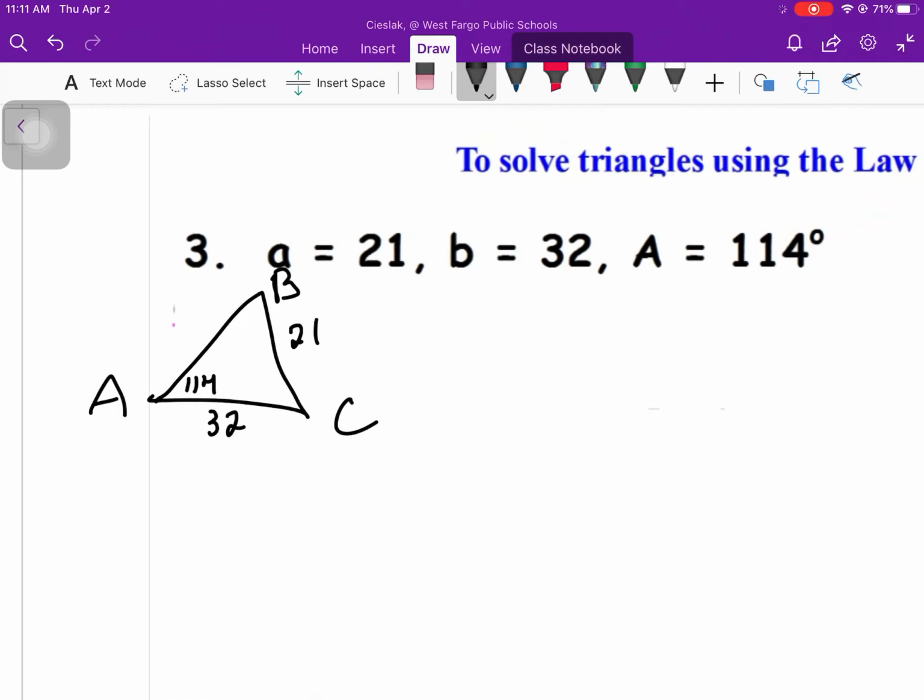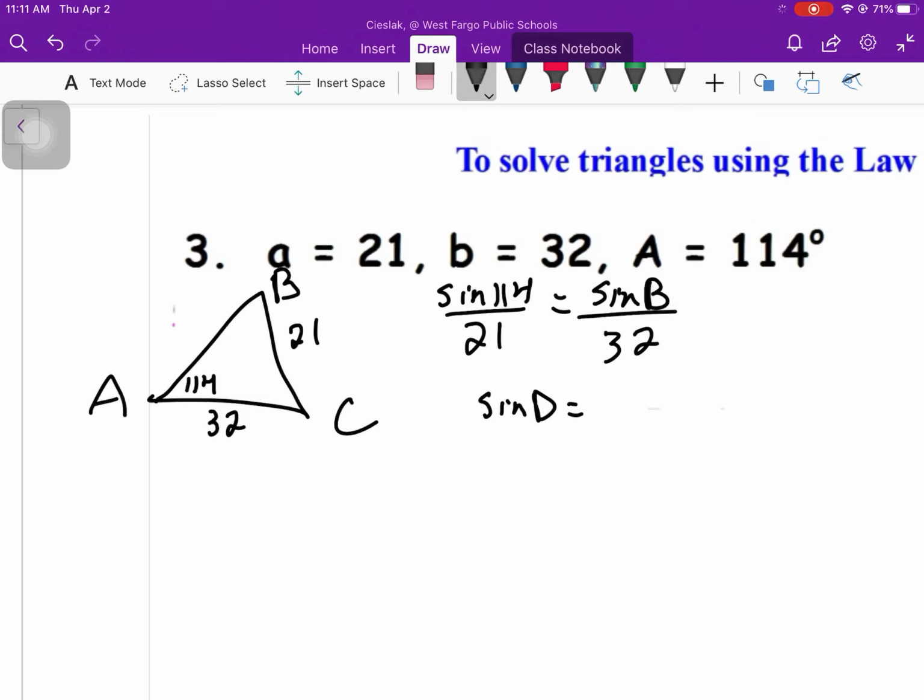So first step, find the angle opposite the other given side. So I'm going to say sine 114 over 21 is equal to the sine of B over 32.